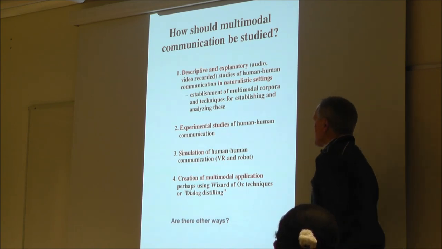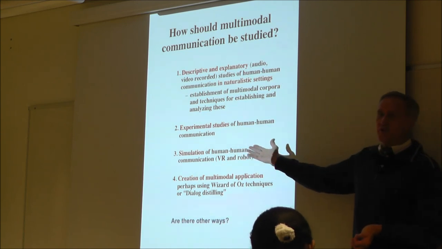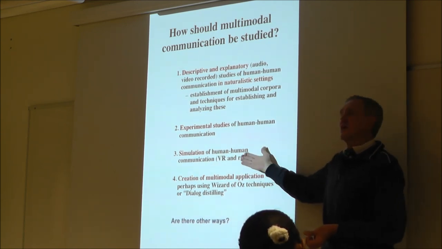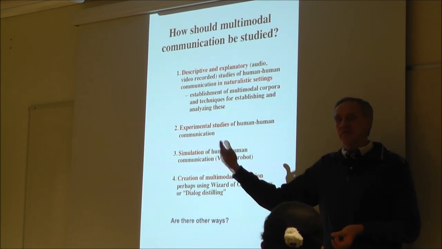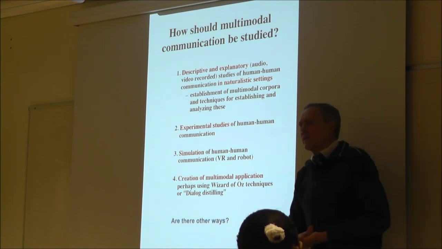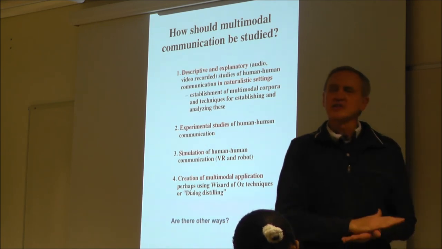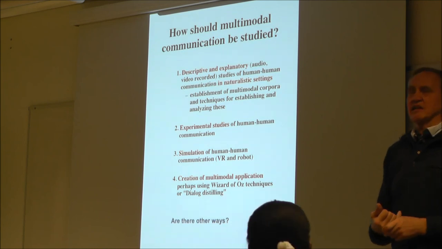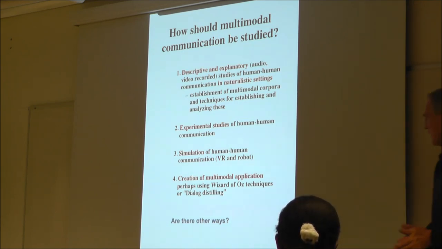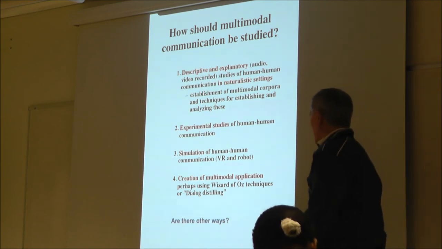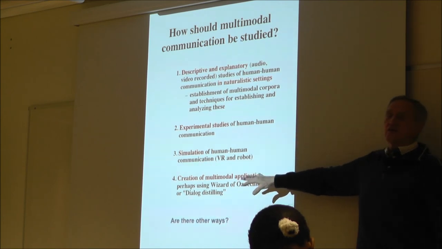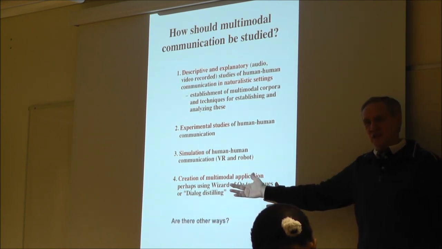Third way would be to try to build an artificial communicator, a robot or an artificial agent, and try to simulate various types of features that occur in multimodal communication. We have not done that so much here. We've done a little of it, but it's a field that is developing fast, and there are more and more people trying to work in that way. And then various ways of creating just multimodal applications.